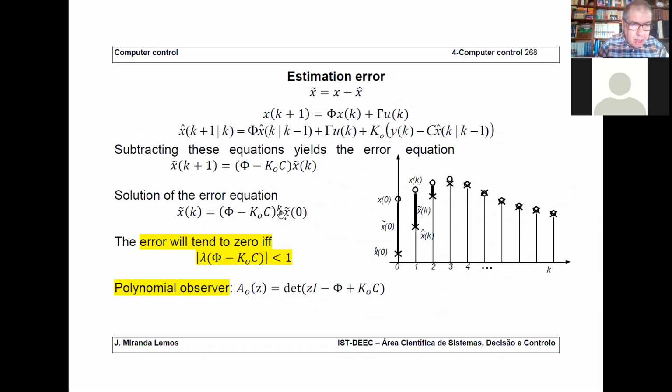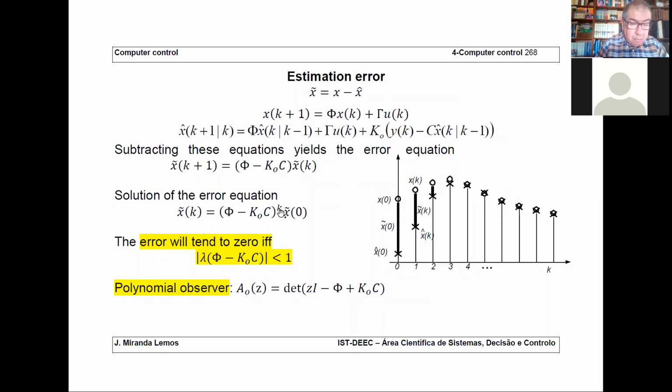Okay, so for x tilde to go to 0, and if x tilde goes to 0, x hat approximates x, then all the eigenvalues of this matrix phi minus k0c must be smaller than 1. Think of the scalar case. In the scalar case, this is not a matrix, this is a scalar, and the absolute value of phi minus k0c, which is a constant, must be smaller than 1. The value of phi minus k0c must be between -1 and 1.